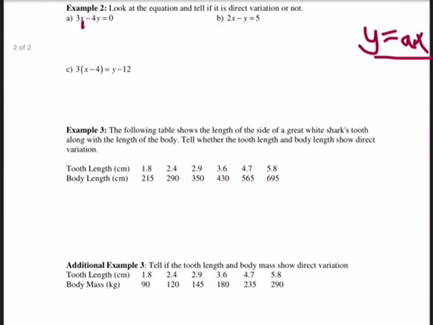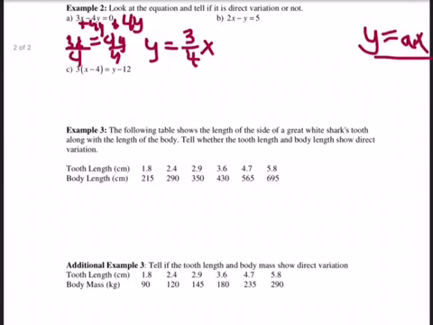So I'm going to add 4y, and that's going to give me 3x equals 4y, and then to get y by itself, I'm going to divide by 4. So it gives me the equation y equals 3 over 4 x, which does in fact follow y equals a number times x. So this one is direct variation.